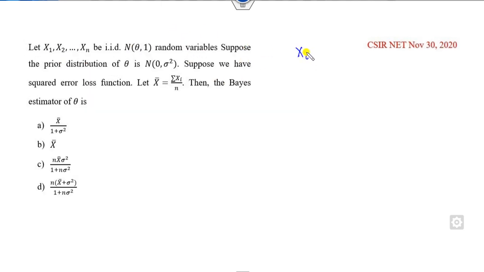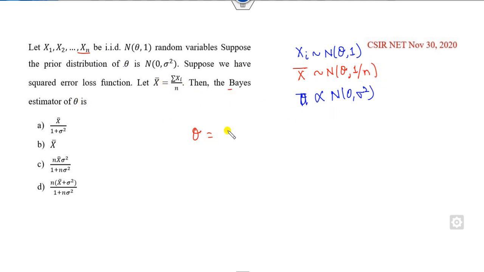Okay, so what is that? Xi follows a normal distribution with theta, and the prior, denoted pi, is also a normal distribution. So it's again the same shortcut trick. I can start here: this is 1 divided by n. Then the Bayes estimator of theta is a weighted average: sigma square over sigma square plus 1 over n, times theta, plus 1 over n divided by the same weight, times 0. If I take the LCM, it is n sigma square theta divided by 1 plus n sigma square. Now you can check your option.